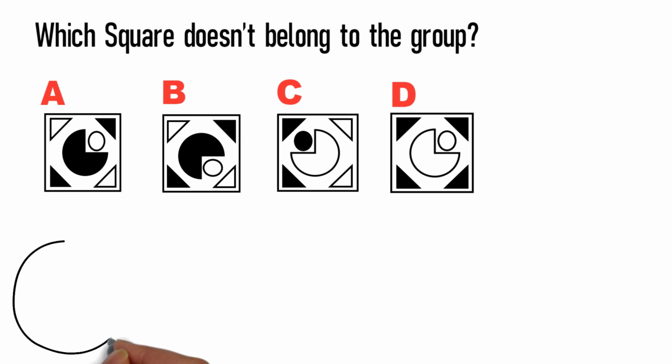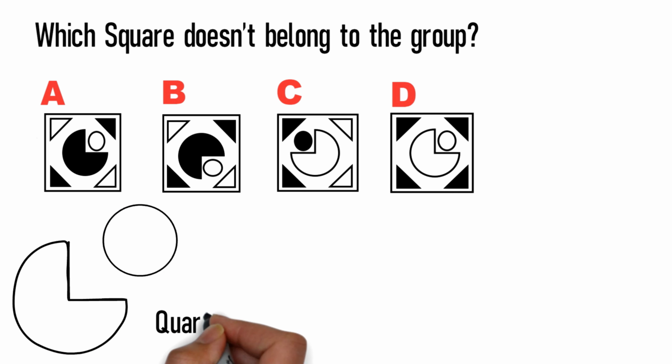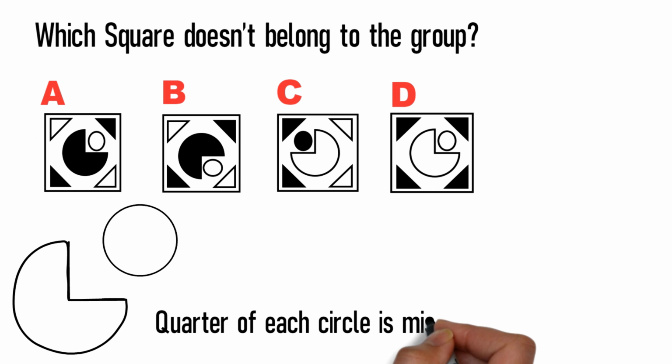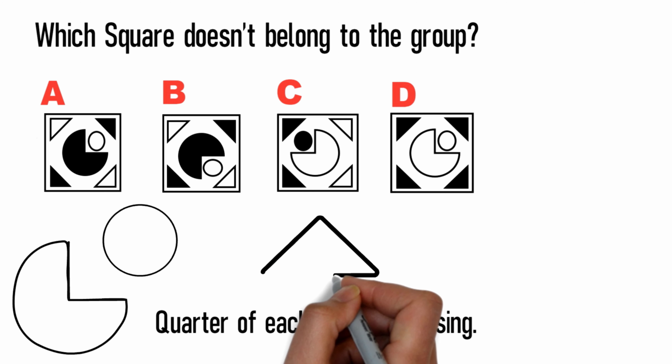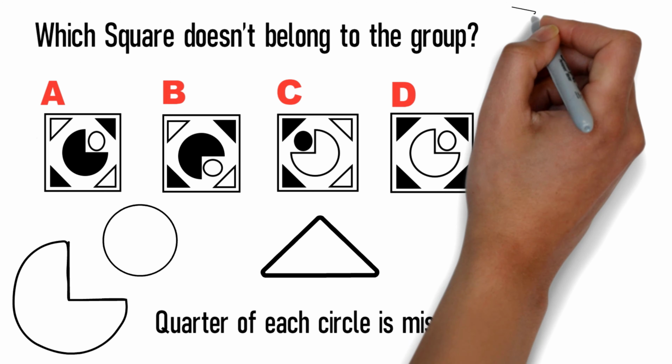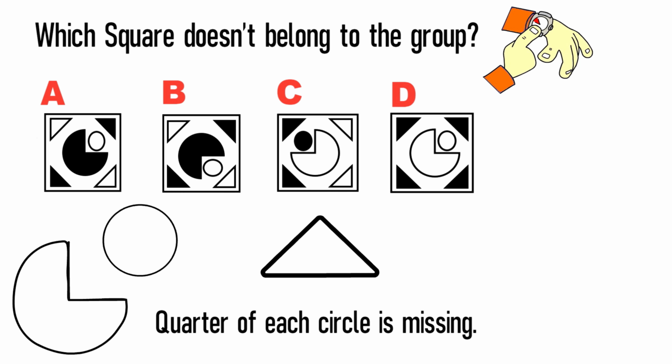Each square contains 2 circles inside. In the large circle, quarter of each circle is missing, and instead replaced with the small circle. All squares also have triangles in the corner. Give yourself 5 to 10 seconds to see if you can come up with the answer. Do you see the answer?